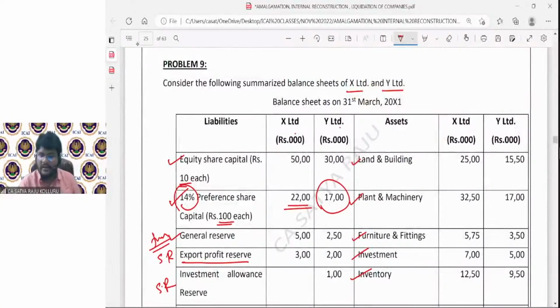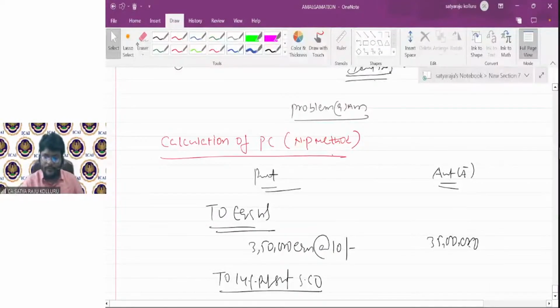So 17 lakhs, here it is, 17 lakhs into 110%. You should need to discharge the preference shareholders of the selling company. Y Limited is a selling company, X Limited is a purchasing company. Now, how much I should need to discharge? 17 lakhs into 110%, which is 18 lakhs 70,000. Am I right? So you can go to the working note.